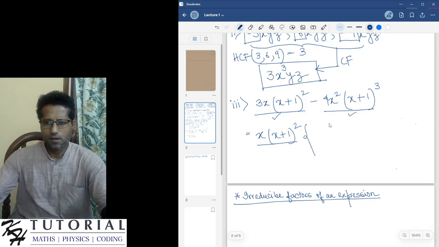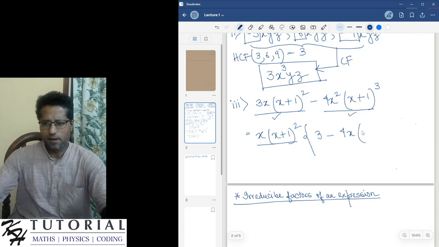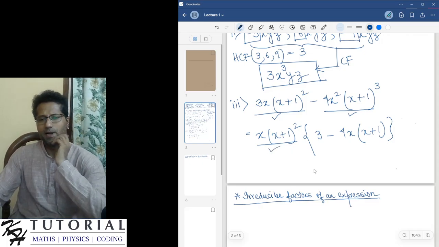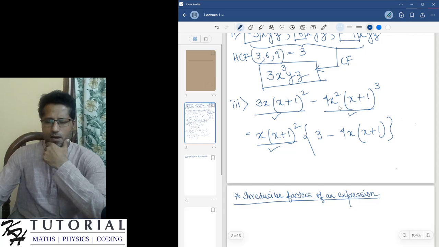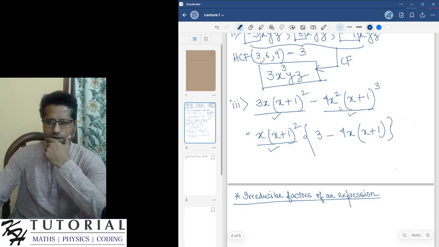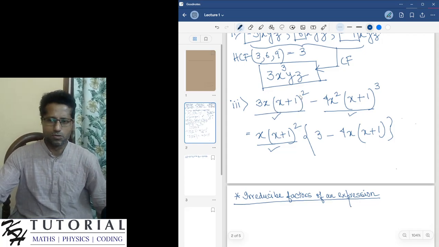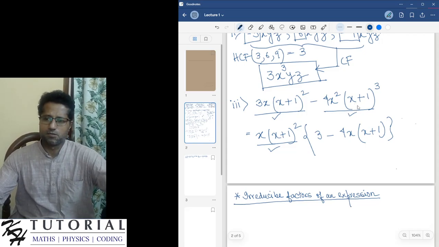Now you will have 3 minus 4x and x plus 1. So this is the factorization. So this was the common factor in these algebraic expressions, which you can consider as written in two parts. That is, first part is the 3x multiplied by x plus 1 whole square, and the second part is minus 4x square multiplied by x plus 1 cube.